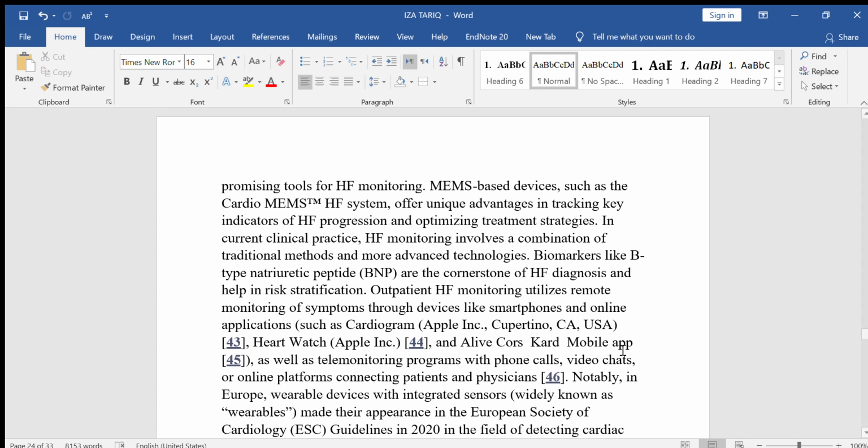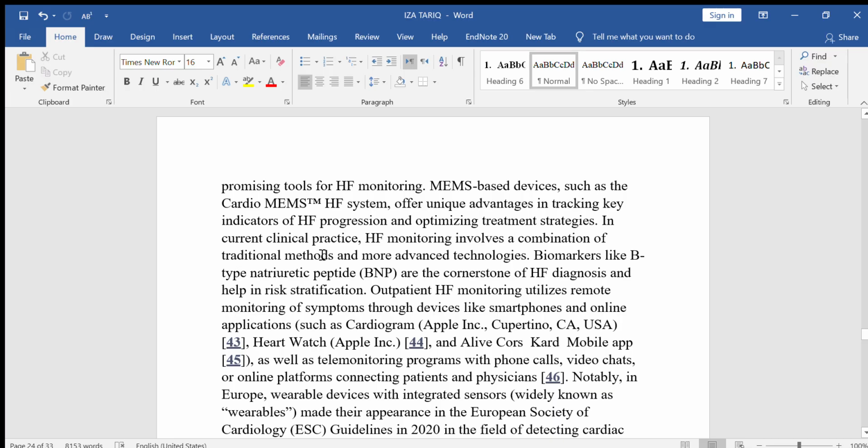Microelectromechanical systems are widely used in heart failure and cardiology. Widely used microelectromechanical system-based devices such as the cardio microelectromechanical system offer unique advantages in tracking key indicators of heart failure progression and optimizing treatment strategies.